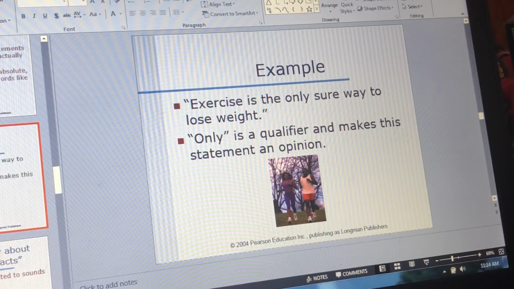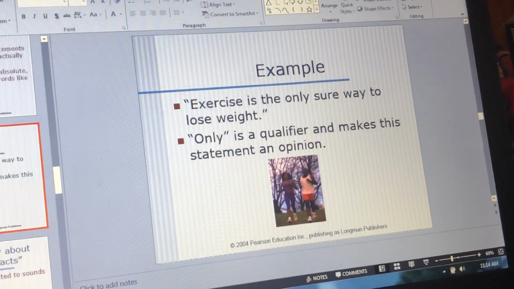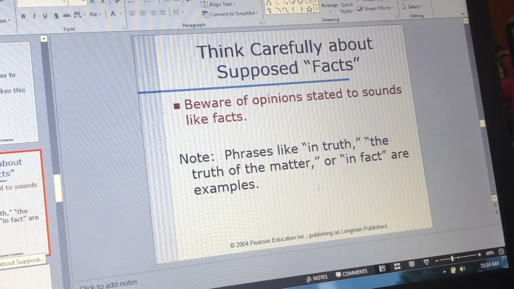So look at this statement. Exercise is the only sure way to lose weight. Okay. Only is a qualifier that makes this an opinion. Okay. I've lost weight by just cutting back on my calories. Okay, so now I don't believe what the author's saying because I've already found an example that proves him or her wrong. Exercise is a way to lose weight. Okay, that we can measure that. We can provide many examples to show that exercise does help you lose weight. But when you start putting in those qualifiers, you lose your audience. Okay, so be very careful of those.